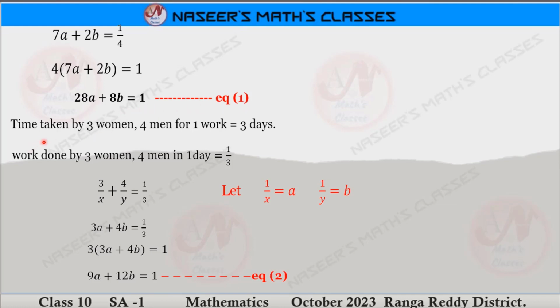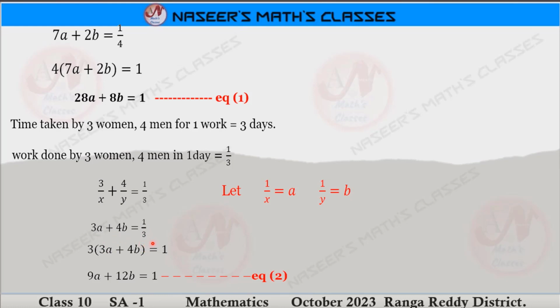Next, from the given problem, we can write the time taken by 3 women and 4 men for one work is equal to 3 days. Then the work done by 3 women and 4 men in 1 day is written as 1 by 3. So this can be written as 3 by x plus 4 by y is equal to 1 by 3. Now we reduce this equation by replacing 1 by x with a and 1 by y with b. Then we can write it as 3a plus 4b is equal to 1 by 3.